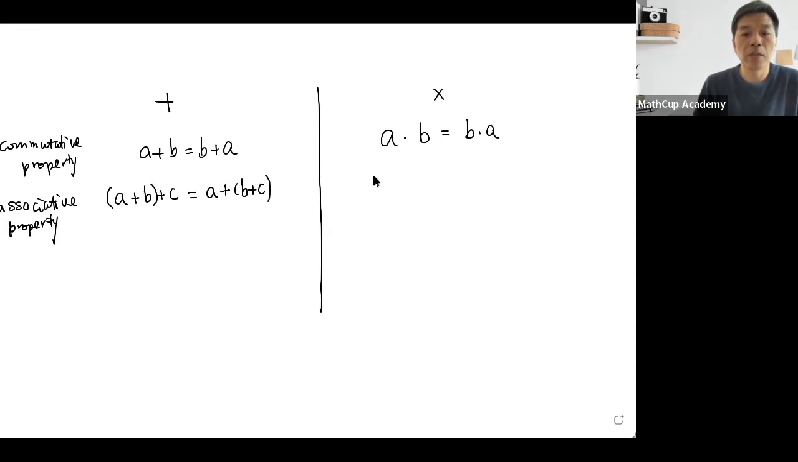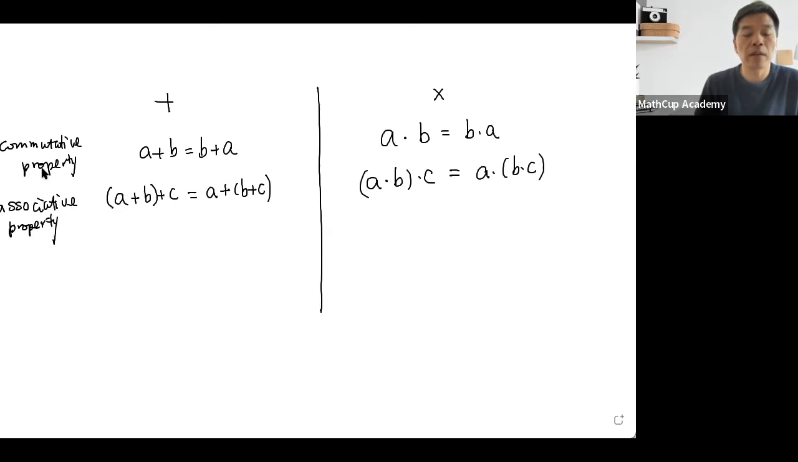Similarly, for multiplication, we have A times B times C. Here, doing the multiplication of A and B first is going to equal A times the product of B and C. So here I can associate B with C first. This is called the associative property.